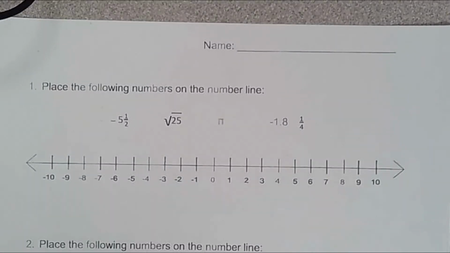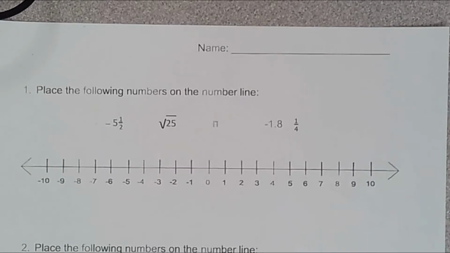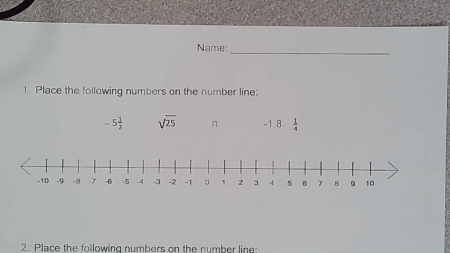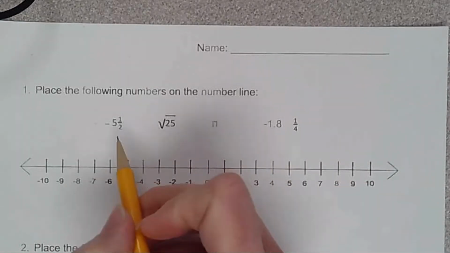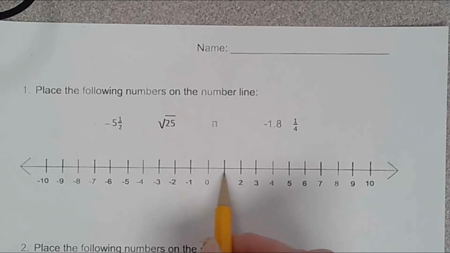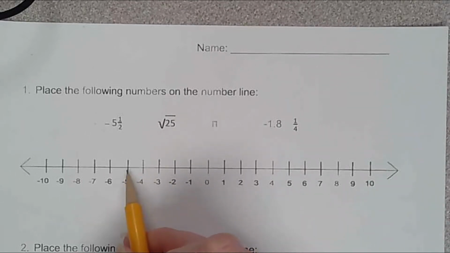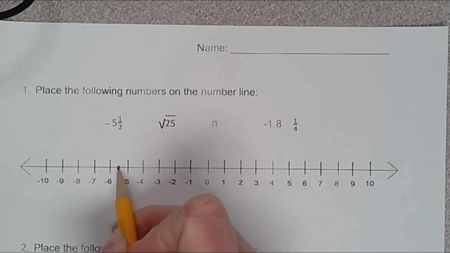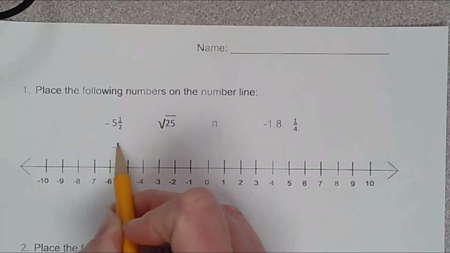Okay, we are going to have to place the following numbers on the number line. That is our overall goal for this unit. We're going to start with this number, which is -5 1/2. So I'm going to go to -5 1/2, put my dot, -5 and 1/2.